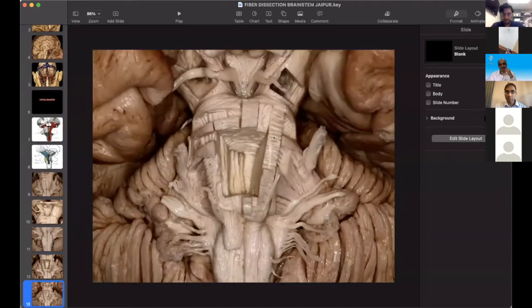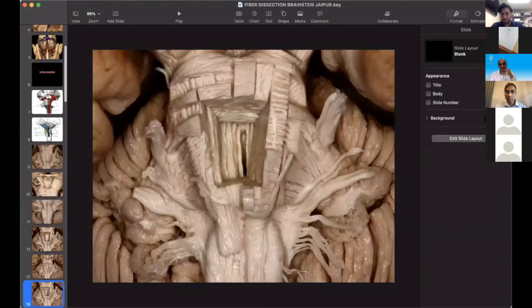Again, if you go deeper, you will start seeing more of the gray matter and the long tracts of sensory lemniscus. This is another specimen showing all the dissection from frontal view. This is the deep view. Now you can see some part of the fourth ventricle is open. Then you have the medial longitudinal fasciculus.